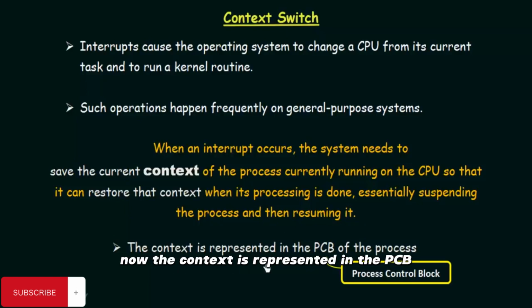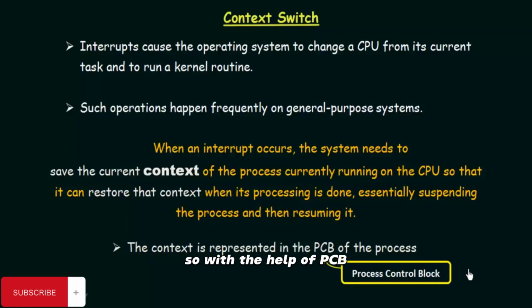Now the context is represented in the PCB of the process. PCB stands for process control block, which we studied in the previous lecture, and we saw the things we have in a process control block that represents a particular process. So all those things in the PCB, like the state of the process, the memory, the registers that it is using, all those things will be stored in the PCB.